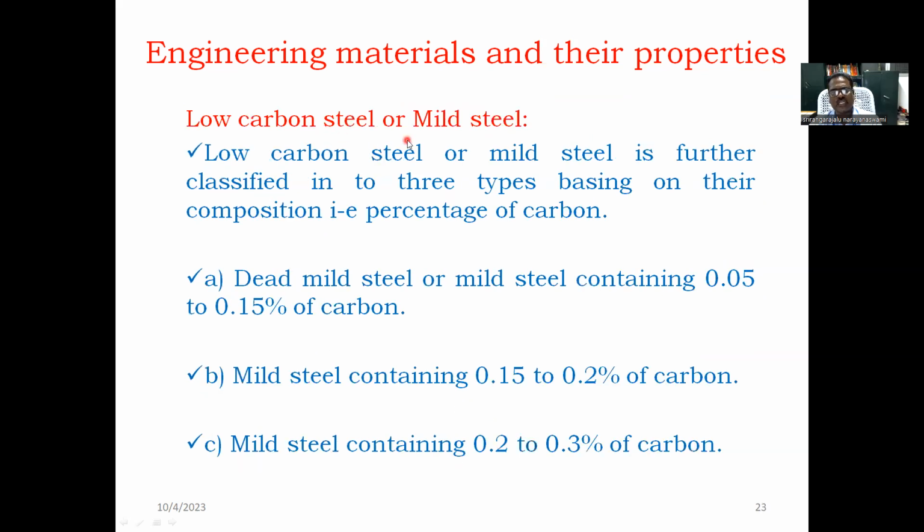So, low carbon steel or mild steel. Low carbon steel or mild steel is further classified into 3 types based on their composition, that is the carbon content. Dead mild steel contains 0.05% to 0.15% of carbon. Mild steel containing 0.15% to 0.2% of carbon content. Another mild steel containing 0.2 to 0.3% of carbon content.